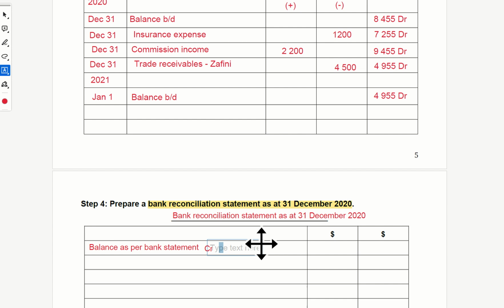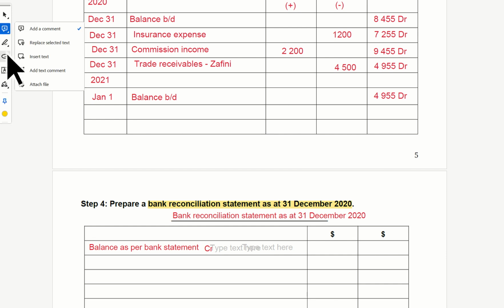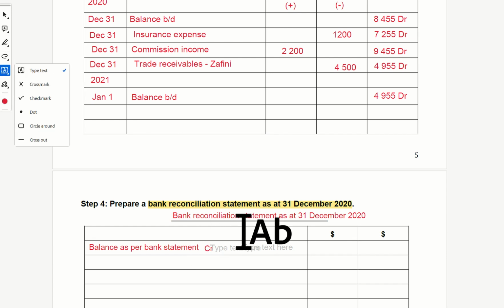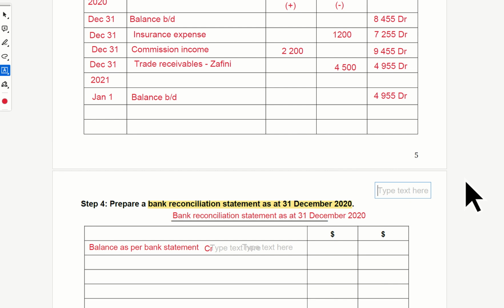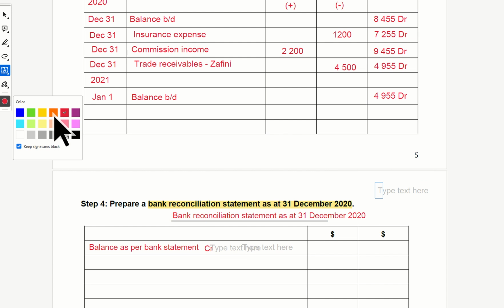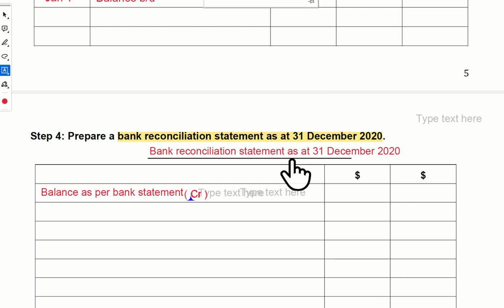Excuse me, I don't know why this is disappearing. Okay, so let me type that again. Credit means there's an asset. Right, so we type credit, and the credit tells you that this is an asset to you.